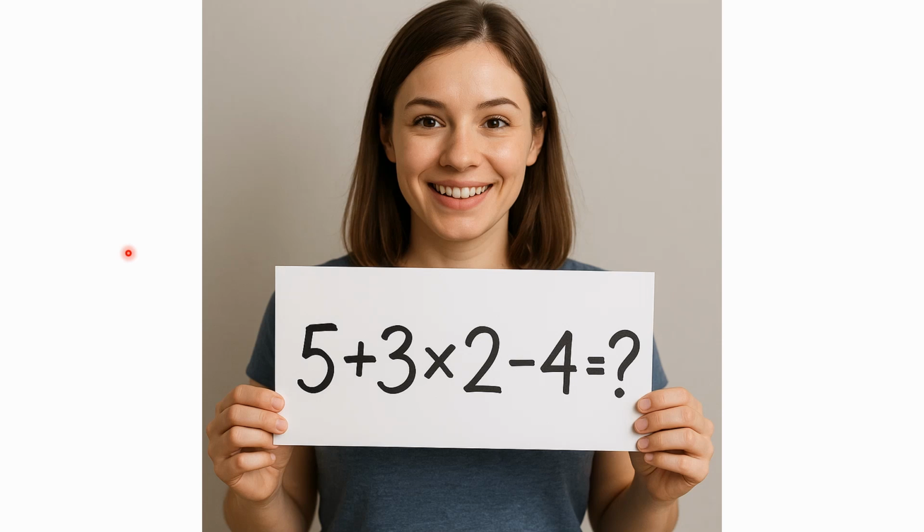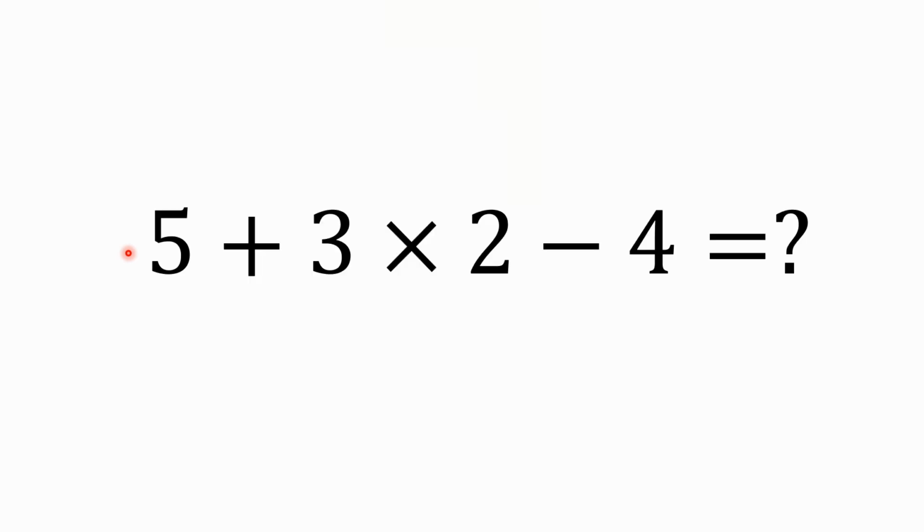Hello there. We've got a mixed operations problem for you again. It's 5 plus 3 times 2 minus 4. What does that equal to? 5 plus 3 times 2 minus 4. Right, if you want to, you can pause the video here and we'll come back and work this one out together. It's a pretty simple problem, but I just want to make sure you get it right.